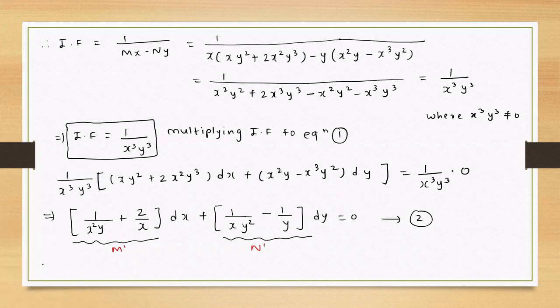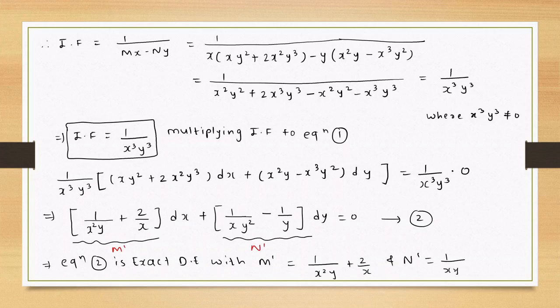So this implies equation 2 is an exact differential equation with M dash equal to 1 upon x square y plus 2 by x, and N dash is 1 upon xy square minus 1 upon y. There is no need to check whether equation number 2 is exact or not, because we have already multiplied the integrating factor so that this equation becomes an exact differential equation, right?